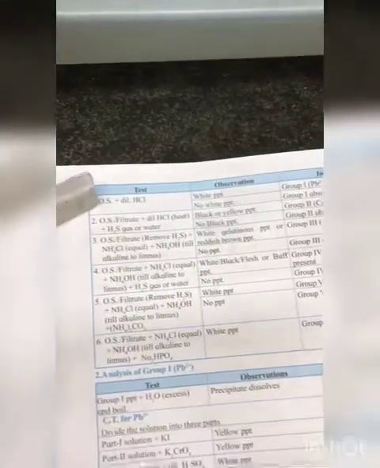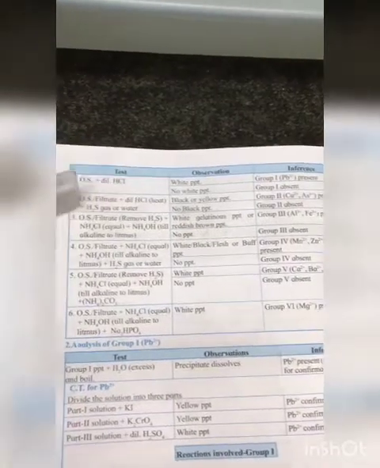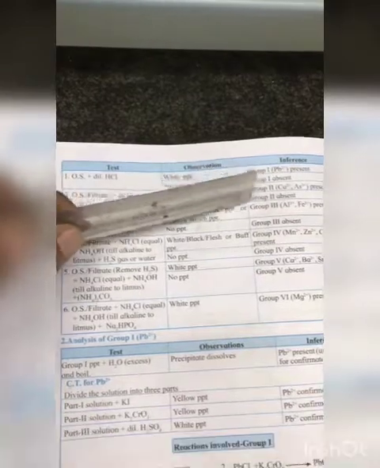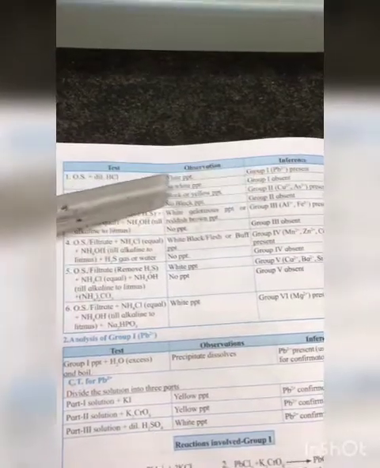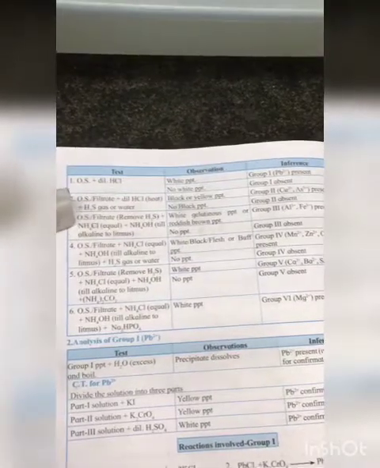Now you will go ahead with the group detection. Here, if you perform the first test, you won't get any PPT, so you will write no white PPT, group 1 absent. In the second also, when you perform this test, OS plus HCl plus H2S, you won't get any black PPT, so you will write group 2 absent. Then you will do the third test, OS plus NH4Cl plus NH4OH.